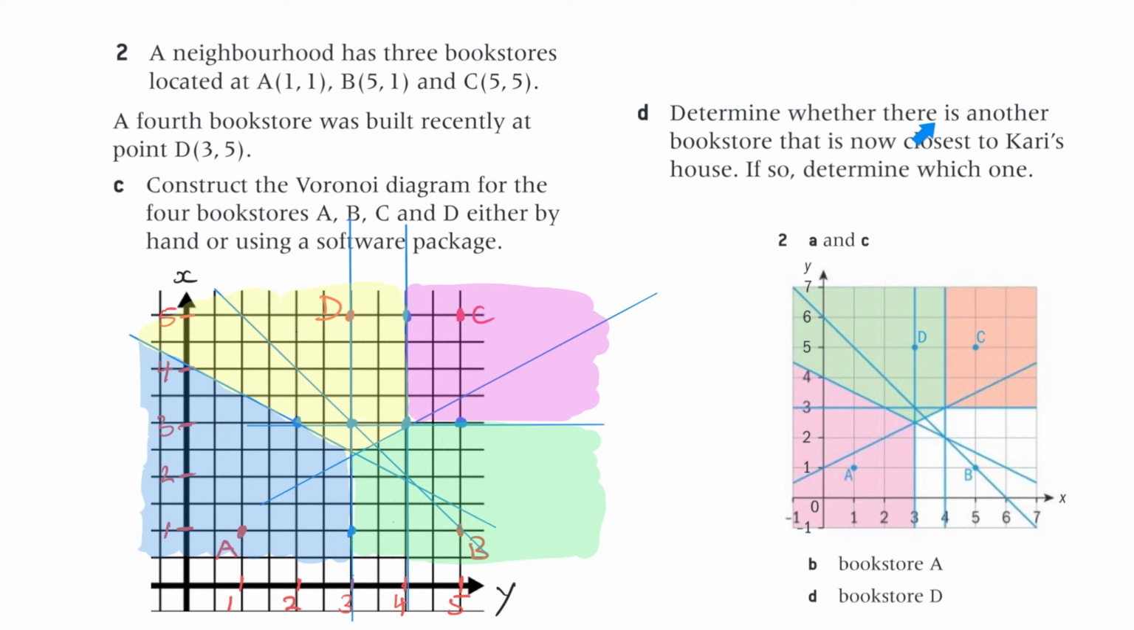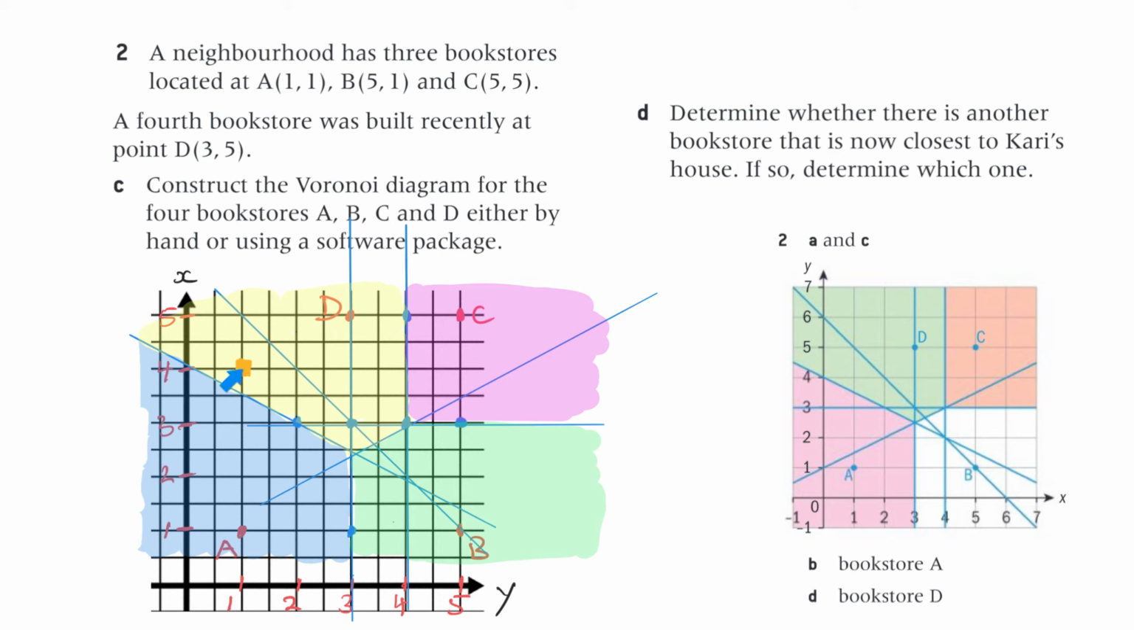Let's have a look at D. Determine whether there is another bookstore that is now closest to Carrie's house. If so, determine which one. And we can do that by plotting Carrie's house, and Carrie's house is at 1-5, I think it was. Okay, actually it was at 1-4, so that's there. That's Carrie's house. We should write that in. There we go, and that's Carrie's house there.